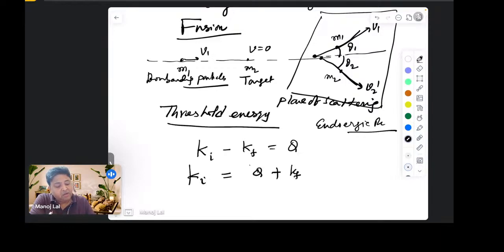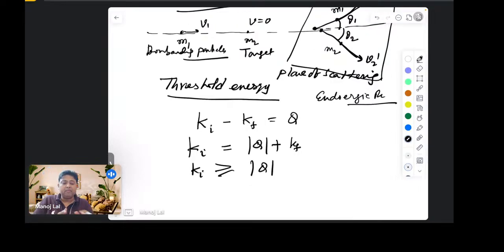Or let us always write mod Q, because it must be the Q value, right? So the initial kinetic energy for such an endoergic reaction must be equal to mod Q plus K final, meaning K initial must be greater than or equal to that. At minimum it must be greater, because K final can be anything. So for the reaction to happen, the minimum value of K initial is the Q value of the reaction.